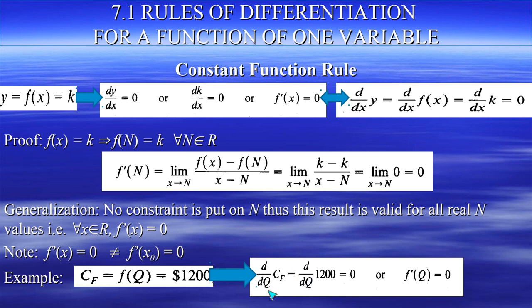So the derivative of this fixed cost is the derivative of 1,200, which is 0. So the marginal cost of the fixed cost, marginal fixed cost if you wish, is 0. F prime of q is equal to 0. Why? Because it is constant. The change of something which doesn't change is 0. So the derivative of the fixed cost is 0, you see.